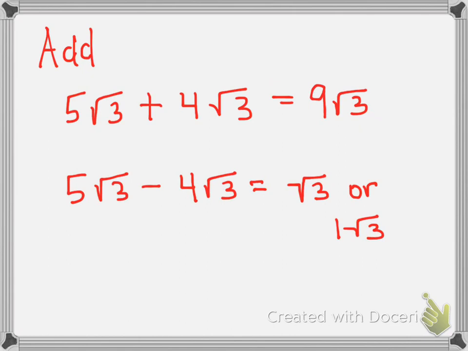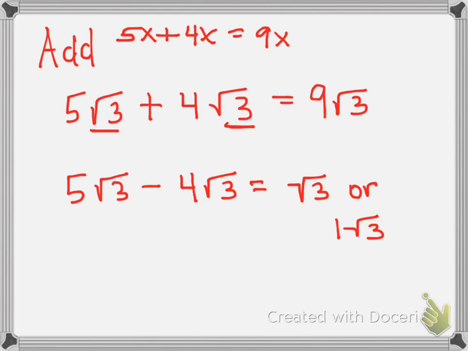Adding square roots. When you add square roots, it's kind of like adding like terms. You can think of the radicand sort of like an x. You could have 5x plus 4x, and you'd get 9x. So in order to add square roots, you have to have the same radicand.